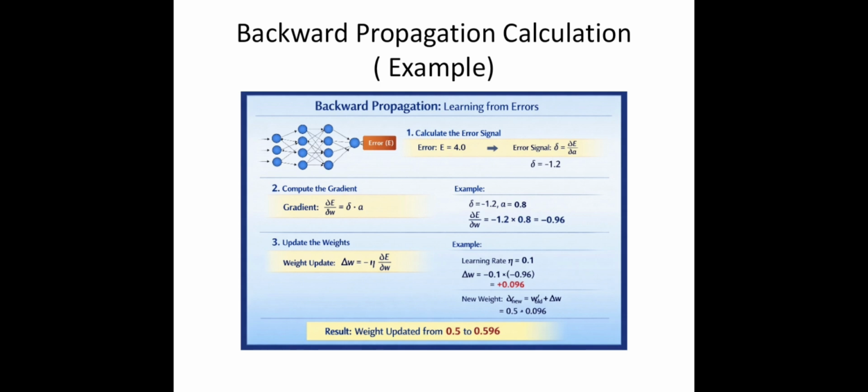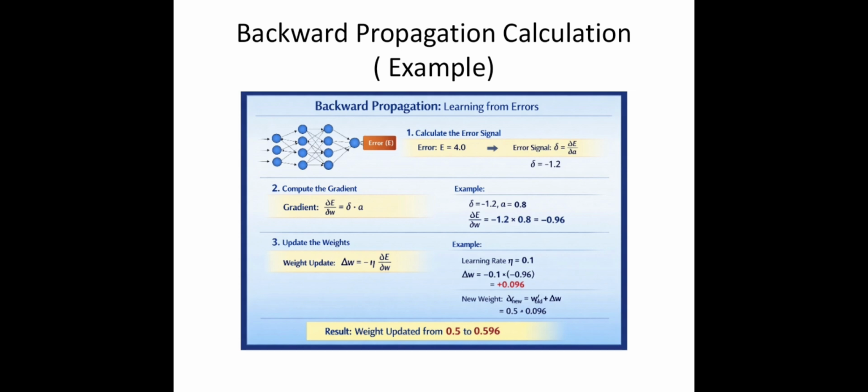Next step, compute the gradient. We calculate the gradient, which tells us how much each weight contributed to the error. The formula is gradient equals delta multiplied by the activation, with delta equal to negative 1.2 and activation equal to 0.8. The gradient becomes negative. So finally we got 0.96.